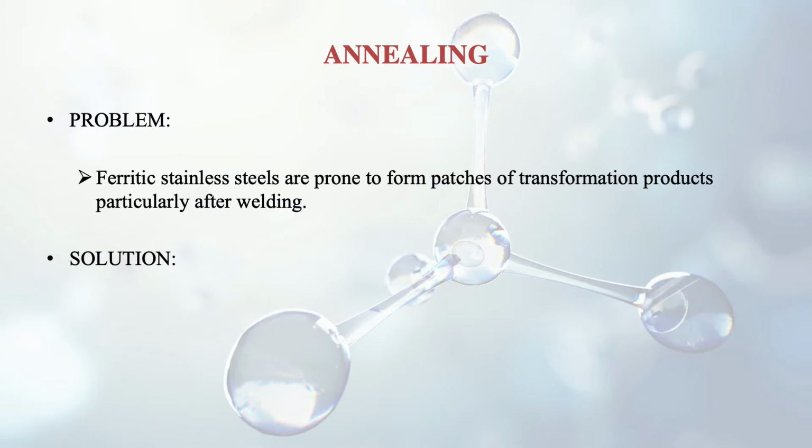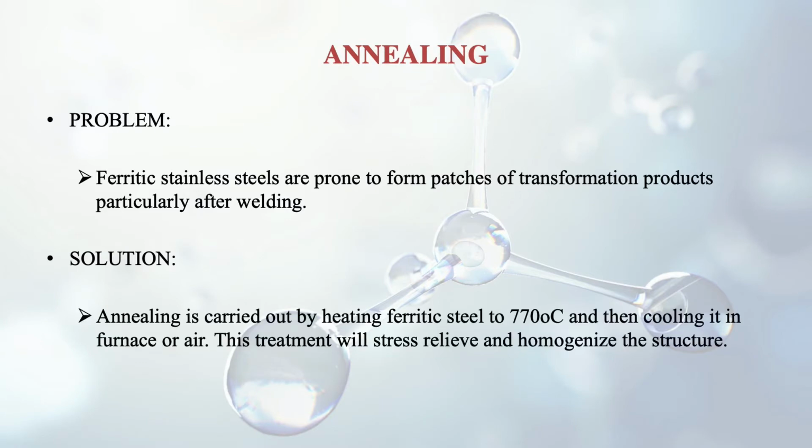So the solution is like this. Annealing is carried out by heating this ferritic steel to 770 degrees centigrade as mentioned earlier, and it is cooled in a furnace or in air. So both types of cooling are permitted, either in furnace or in air. This treatment will stress relieve and homogenize the structure. So the structure will be homogeneous.